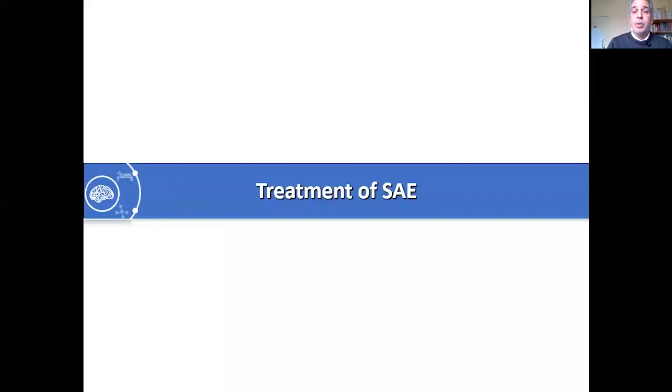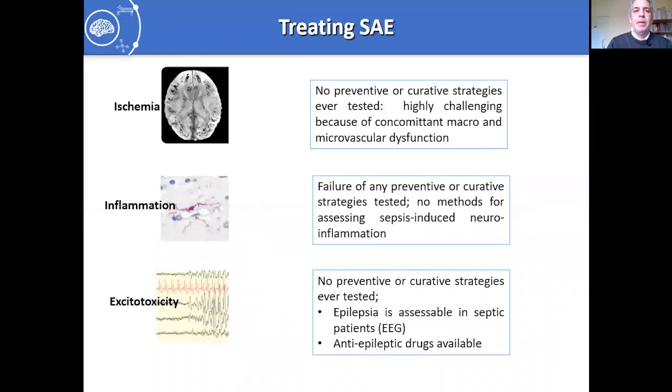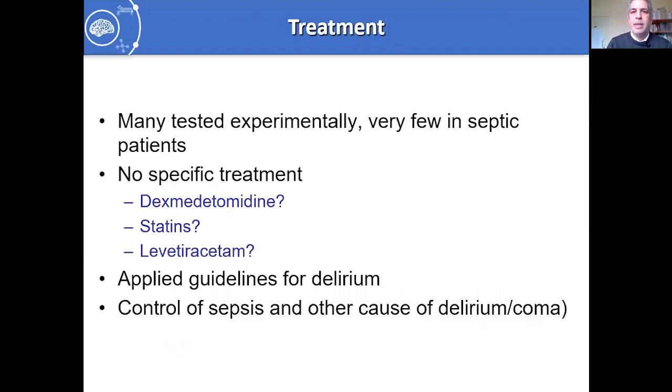So what about the treatment of septic-associated encephalopathy? For any of the main mechanisms of brainstem dysfunction, ischemic process, neuroinflammation, and excitotoxicity, there is no preventive or curative strategy that has ever been shown to be beneficial. Many have been tested experimentally, and we will focus on very few of them that have been tested in septic patients.